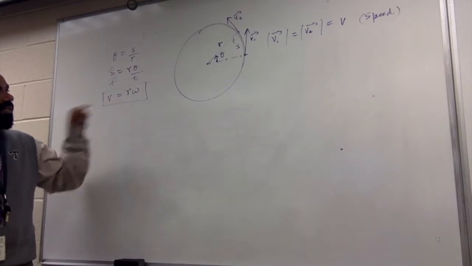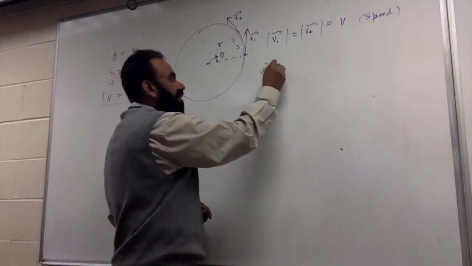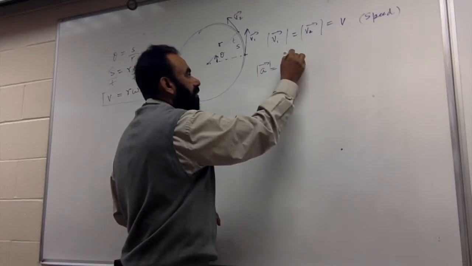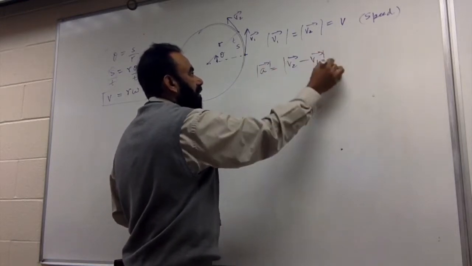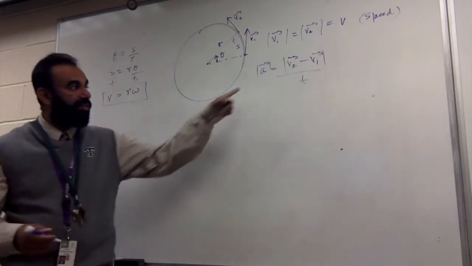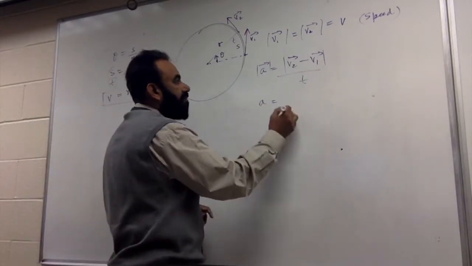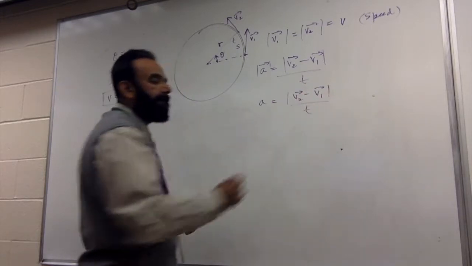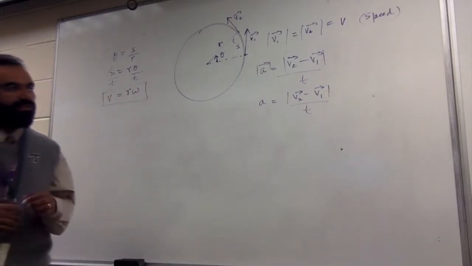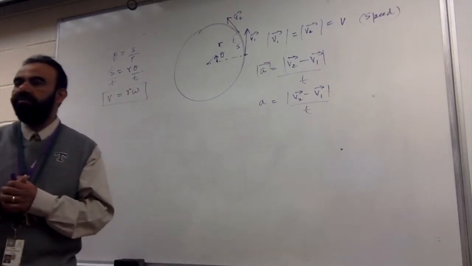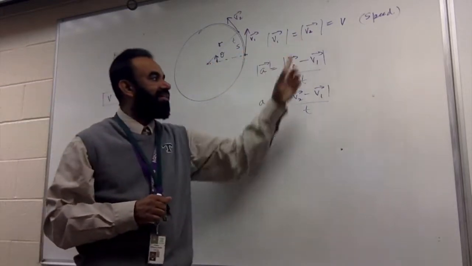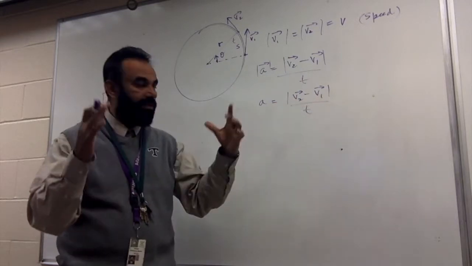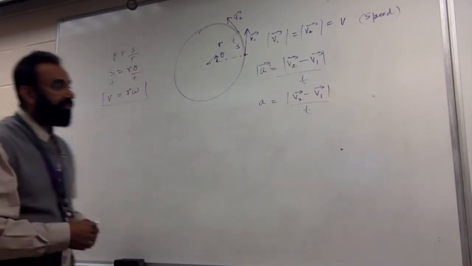Okay, so understanding this, now going back to the definition of acceleration. Acceleration is (v2 minus v1) over time. The magnitude of acceleration, a, is the magnitude of (v2 minus v1) over time. Why can't I take it as v2's magnitude minus v1's magnitude? Because these are exactly the same, so it will come out 0. So the magnitude of v2 minus v1, divided by time, gives you the acceleration of the object.